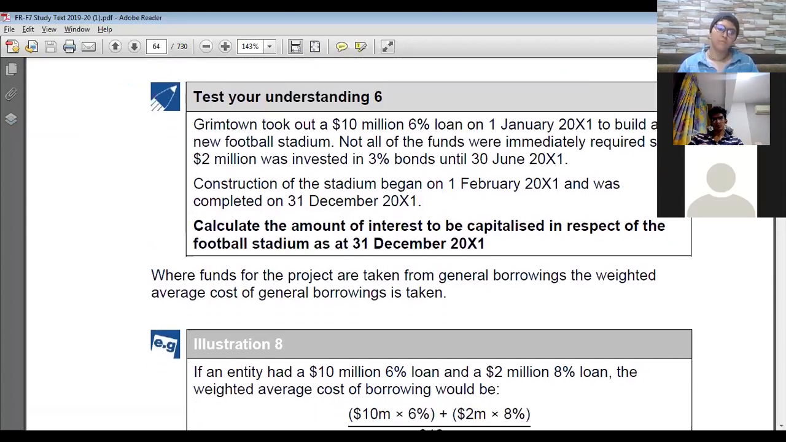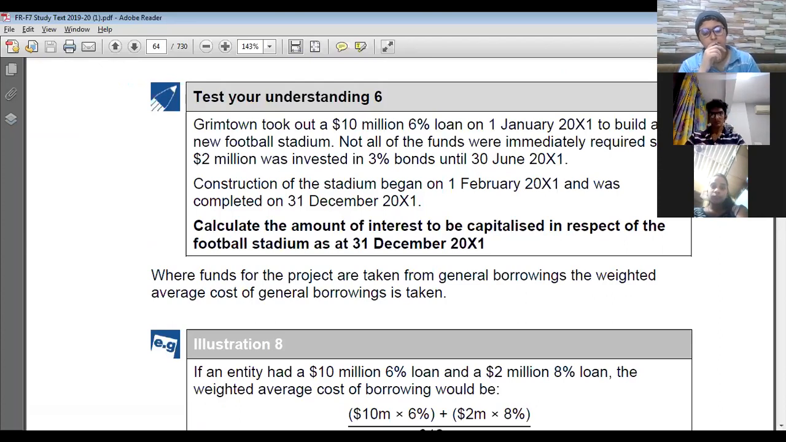Entity took out 10 million 6% loan on 1st of January 2011 to build a new football stadium. Now, not all the funds were immediately required, so 2 million was invested in 3% bond until June 2011. Construction began on 1st of February and it was completed on 31st of December. So calculate the amount of interest to be capitalized at 31st December 2011.